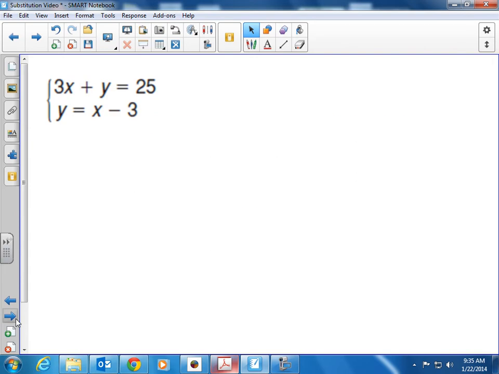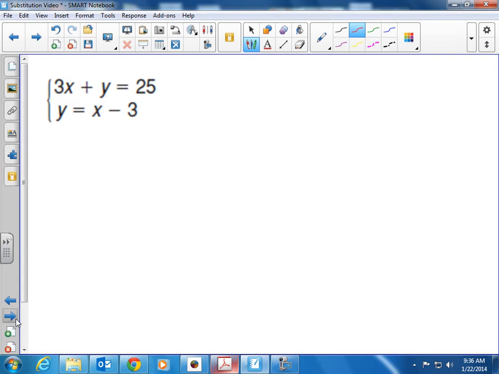When do we use substitution? We are going to use substitution when we can easily solve one of the equations for one of the variables. When we can get one of the variables alone, either y or x, to substitute that into the other equation. Okay, I'm going to show you an example.